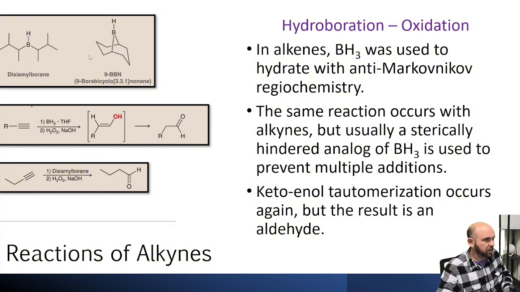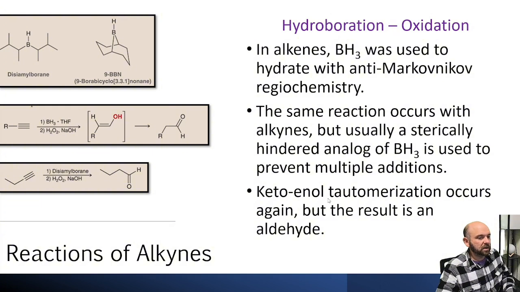You can see up here in these examples diisocyanylborane and something called 9-BBN, which has this really bulky dual ring structure on the bottom of it. And what that does is it allows it to undergo the reaction one time, but prevents it from doing it again. And so we don't get multiple additions to that alkyne. You don't get multiple hydroxyl groups on there.